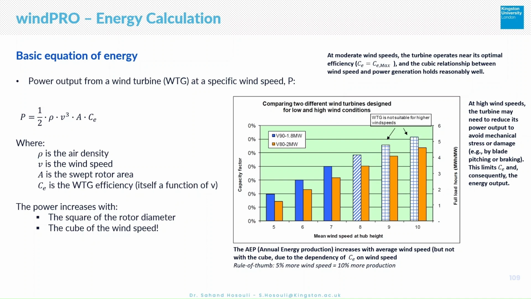However, at higher wind speeds, the turbine may need to reduce its power output to avoid mechanical stress or damage by blade pitching or braking, and this would limit the efficiency and consequently the energy output. With this in mind, we know that the annual energy production, AEP, increases with the average wind speed, but not with the cube, due to the dependency of the efficiency on the wind speed. As a rule of thumb, we could say that 5% more wind speed will result in 10% more production.